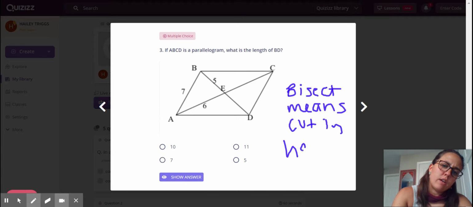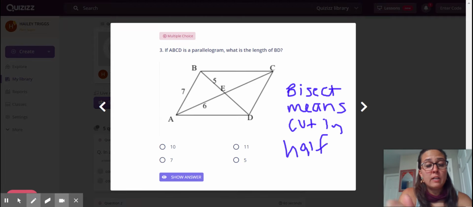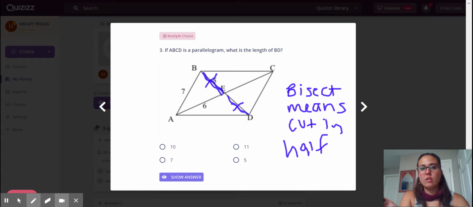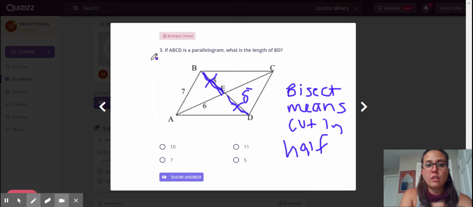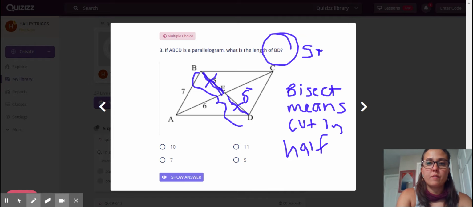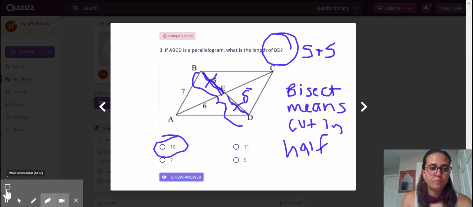So if they cut each other in half, that means that if BE, which is labeled 5, if it's 5, that means ED is 5, right? Because it's cut in half, and two halves are congruent. So if BE is 5, then ED is 5. Therefore, the length of BD, which is what this is asking for, would be 5 plus 5. Therefore, A would have been the correct answer.